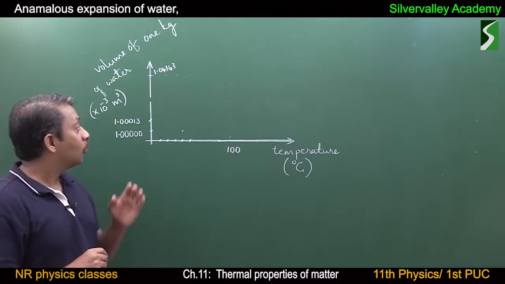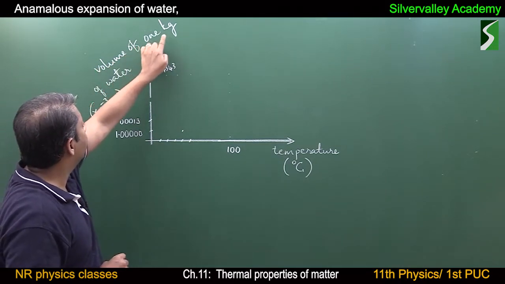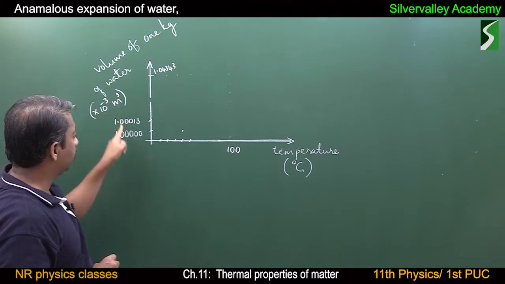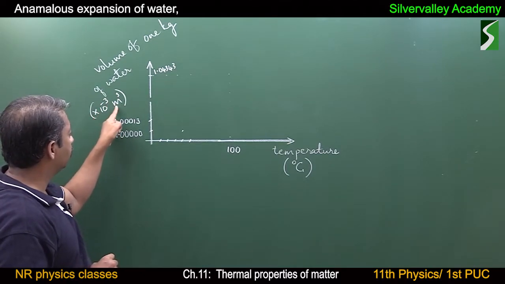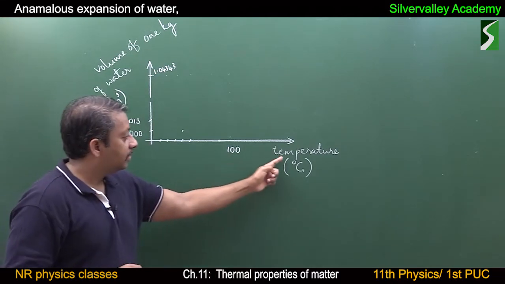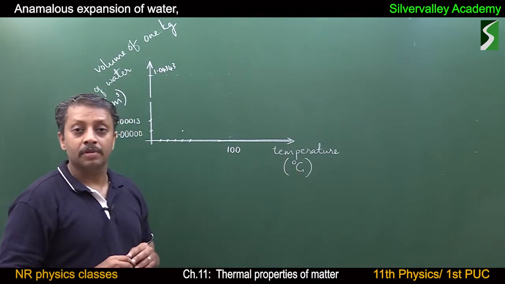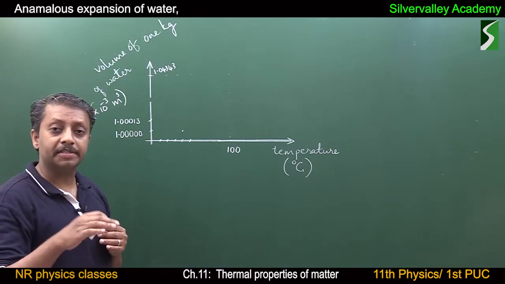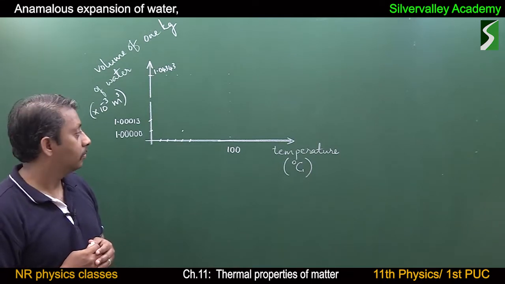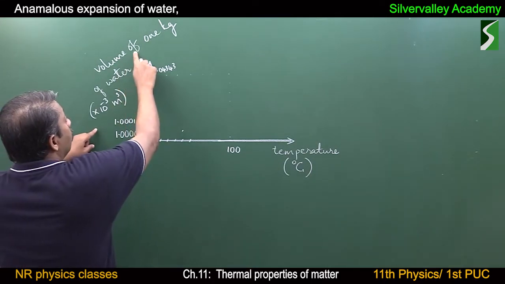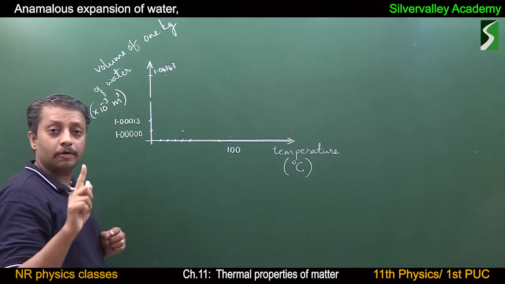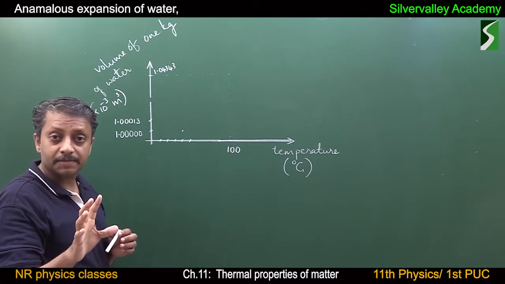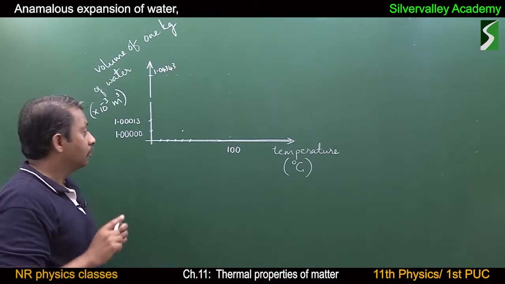A graph of volume of 1 kg of water, 1 into 10 to the power of minus 3 meter cube, versus temperature in degrees Celsius. First understand y coordinate, x coordinate, and later the graph, the curve. Volume of 1 kg of water. 1 kg of water means it is 1 liter, 10 to the power of minus 3. But that volume is not fixed. It depends on temperature.